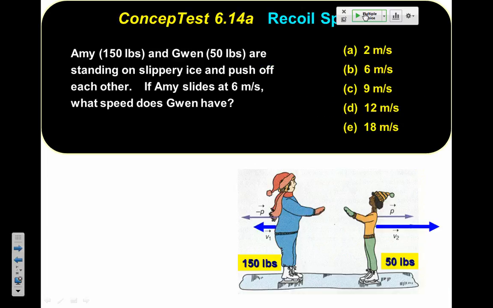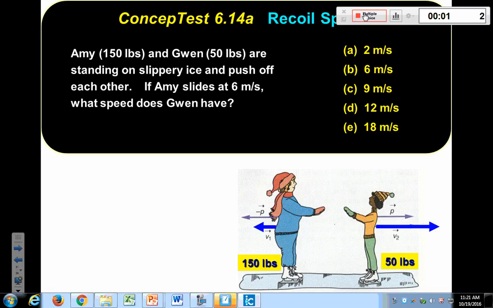Okay, Amy and Gwen are standing on slippery ice and they push off of one another. Amy slides at 6 meters per second. What speed does Gwen have? I always get these mixed up. Amy is the one in blue. So this is Amy, and this is Gwen. And we want to know what speed Gwen has.